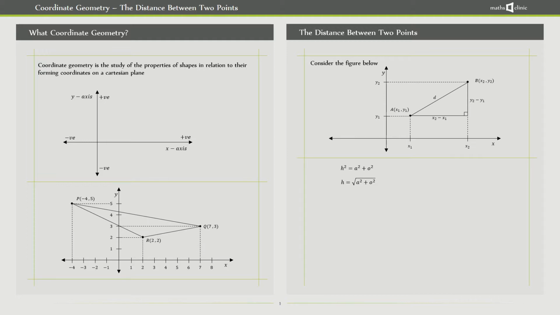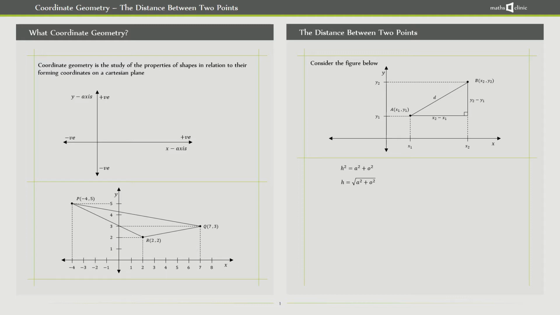Okay, and basically if you have that, you'd have that h would be the square root of the sum of the square of the adjacent and the opposite. Okay, now how can we relate this to what we have here?